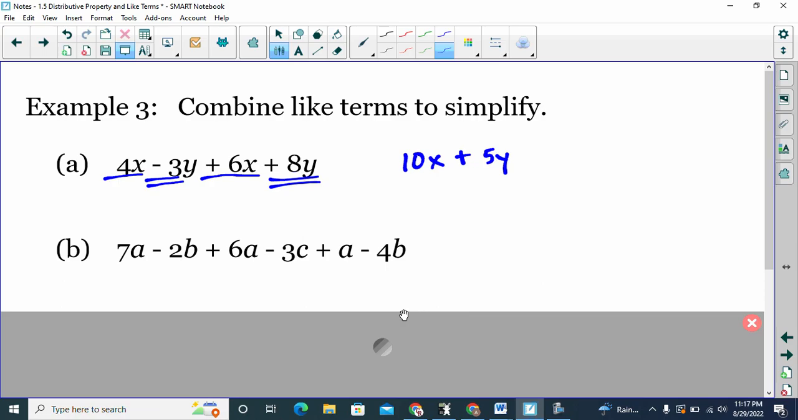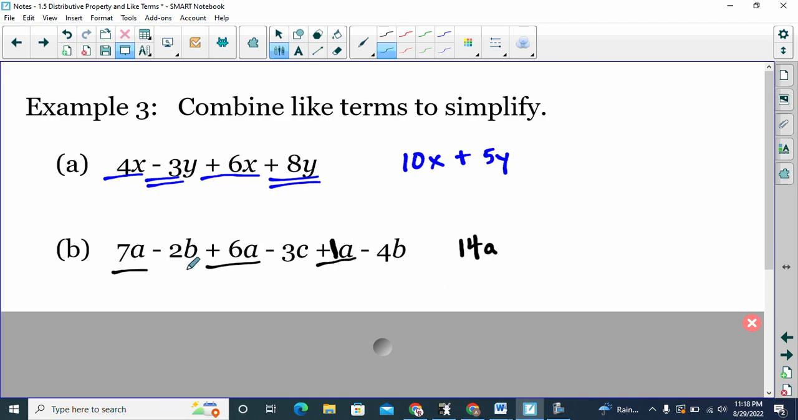Part B, holy smokes, 7a minus 2b plus 6a minus 3c plus a minus 4b. We were asked to combine like terms. Here I've got 7a and 6a, both positive. Positive 7a, positive 6a. Oh, I've got another a right here, plus one more a. Remember, if there's nothing written out front, that's the same as 1. So 7 plus 6 plus 1 more gives me a total of 14 a's.